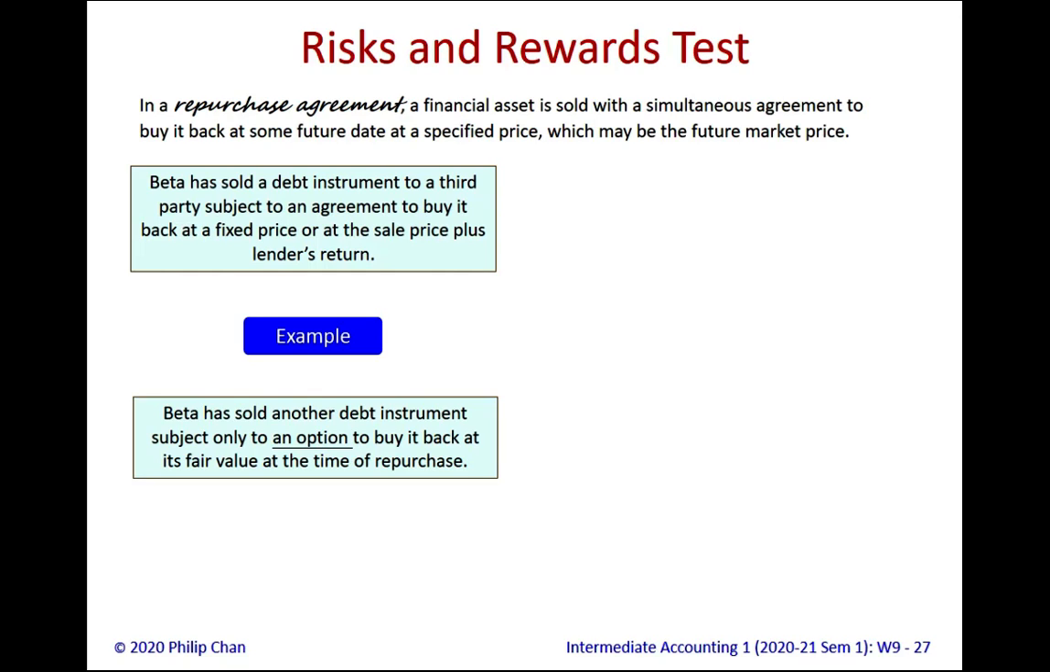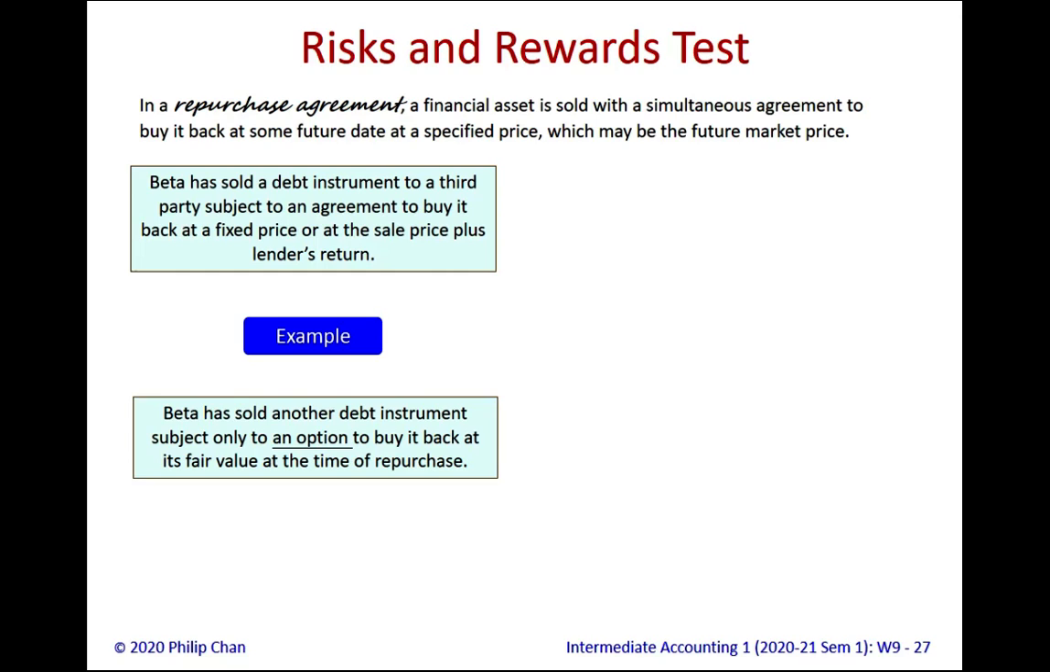So we are in fact evaluating the possible risk here, the risk of having exposure to change in the cash flows before and after the transfer. If the repurchase price is almost fixed, then the exposure to future cash flows would be relatively stable or low. But if the repurchase price is subject to the future market price, then there would be a huge exposure to risk in terms of change in cash flows. And if the exposure is low, then the seller would tend to retain substantial risks and rewards.